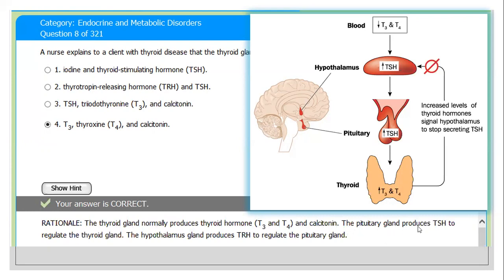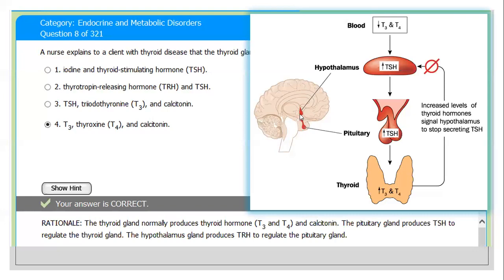The pituitary gland produces TSH to regulate the thyroid gland, and the hypothalamus produces TRH, meaning thyrotropin releasing hormone. So we can see this in a picture. This picture basically shows the negative feedback, and here I'm going to explain the picture. This is the anatomy of the brain, and this one is called the hypothalamus, and this is the pituitary.